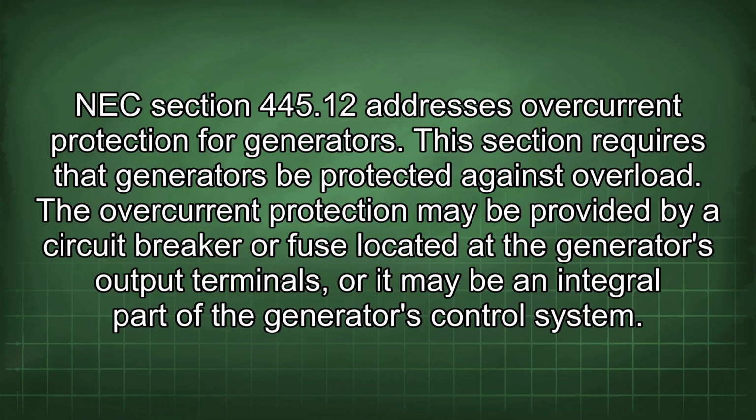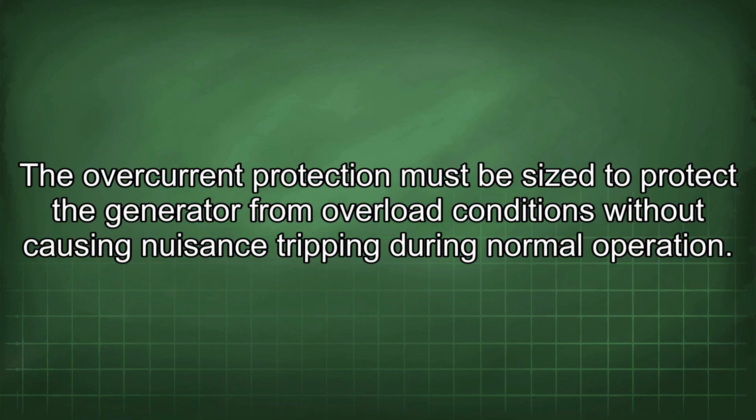The overcurrent protection may be provided by a circuit breaker or fuse located at the generator's output terminals, or it may be an integral part of the generator's control system. The overcurrent protection must be sized to protect the generator from overload conditions without causing nuisance tripping during normal operation.